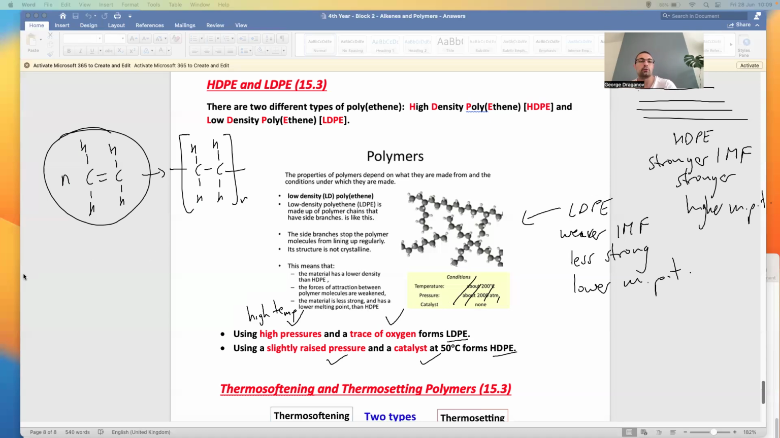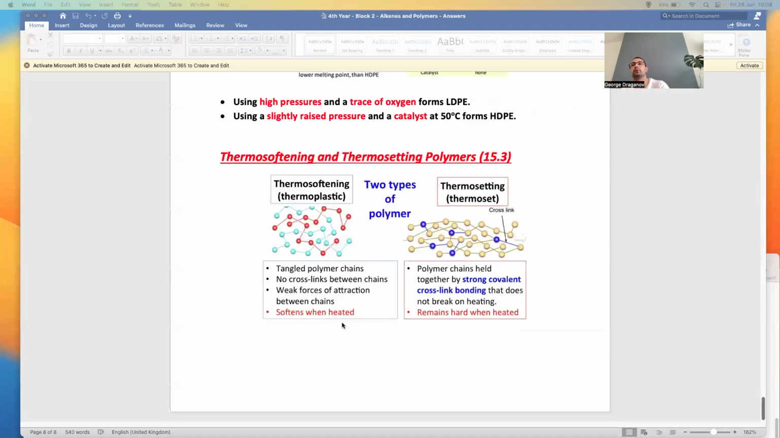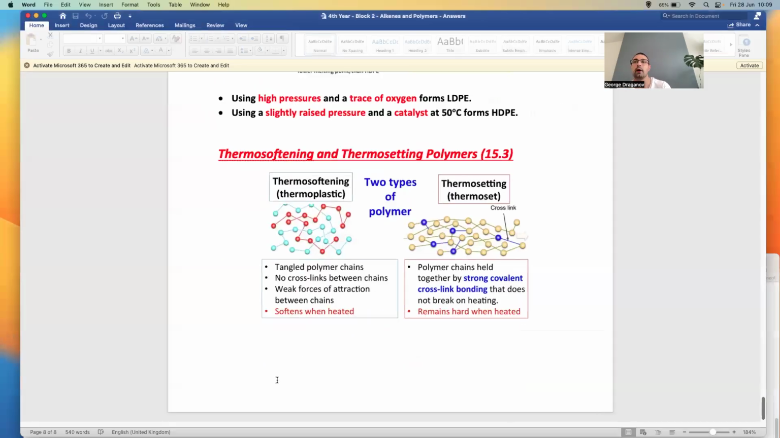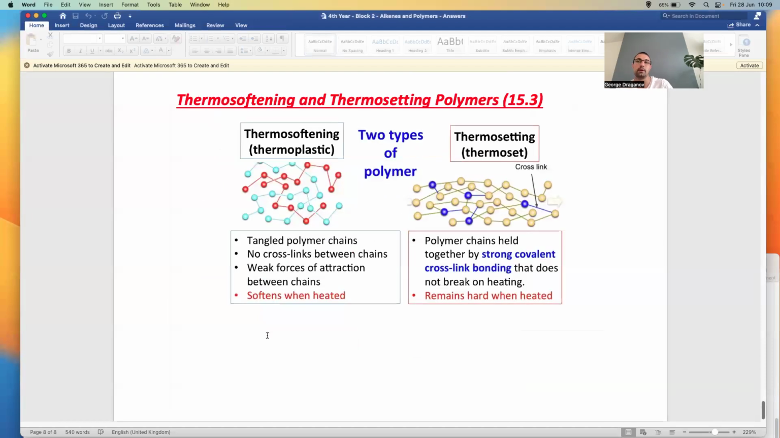Okay, last section of this is the thermal setting and thermal softening. So again, this is for any polymer. So it can be for polyethylene, but it can also be for other addition polymers. So thermal softening, as the name implies, can soften when heated. So the idea is that when you heat it, it will soften. Now, this happens because the polymer chains are tangled and they have weak forces of attraction between the chains, and they have no covalent bond cross-links between the chains.